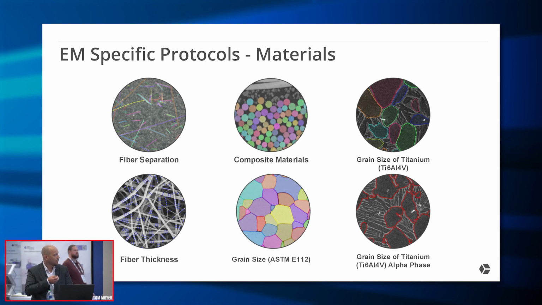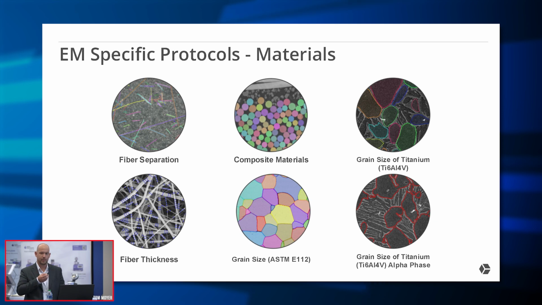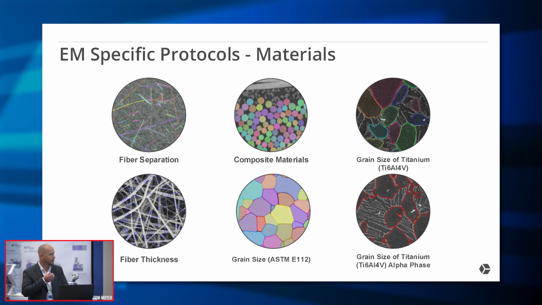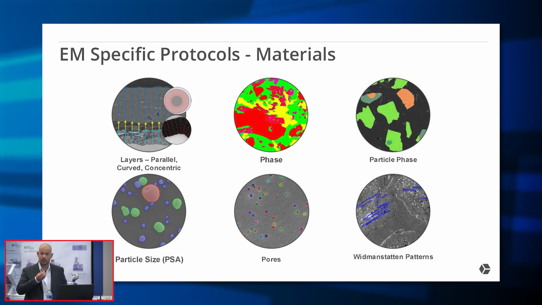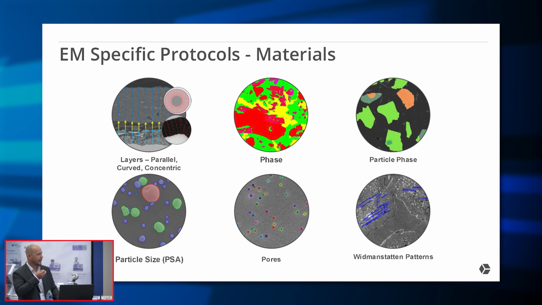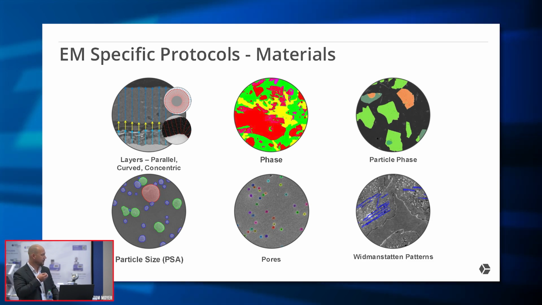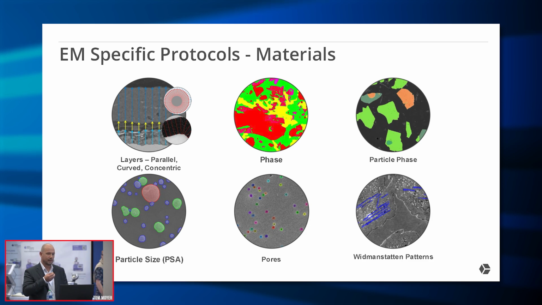For EM, we have quite a few. So we have 2 fiber protocols, fiber separation to fiber thickness, composite materials, grain size, which is ASTM E112, 2 different titanium grain protocols, 3 different layers protocols: parallel, concentric, and curved. You can do a phase analysis, particle phase, we have a particle size, porosity analysis, and Widmanstätten patterns.